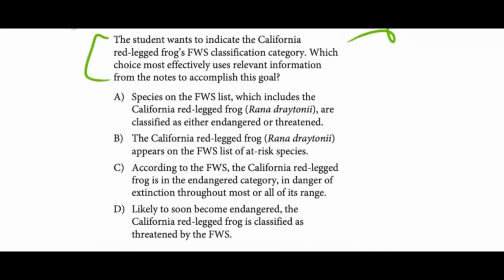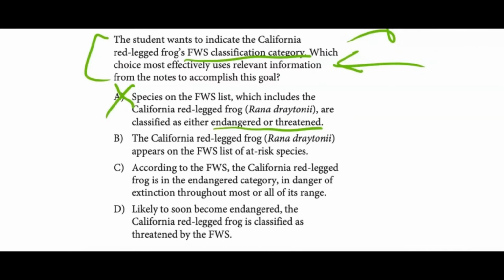So it says the student wants to indicate the California red-legged frog's FWS classification category. Which choice most effectively uses relevant information from the notes to accomplish this goal? All right, so we want to indicate the specific FWS classification category. All right, A says species on the FWS list, that's hard to say, I'm just going to skip it from now on, which includes the California red-legged frog, are classified as either endangered or threatened. All right, so this is a problem, and it's not A because it says it's classified as either endangered or threatened. We want a specific classification, which A does not give us.